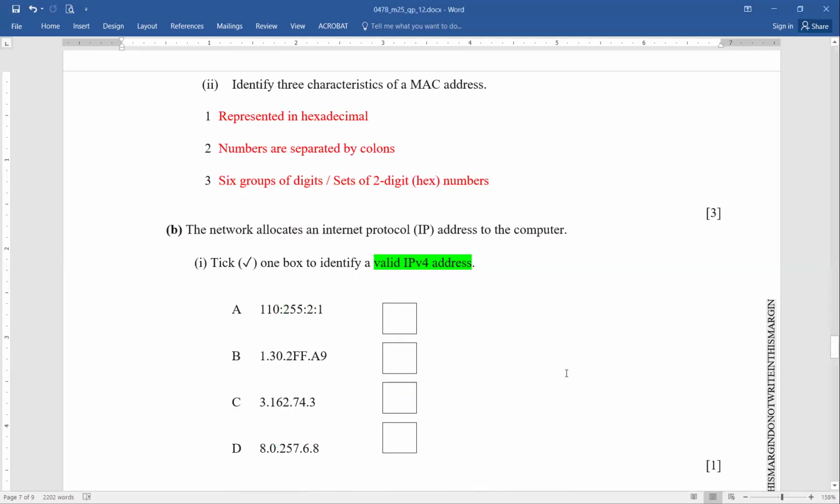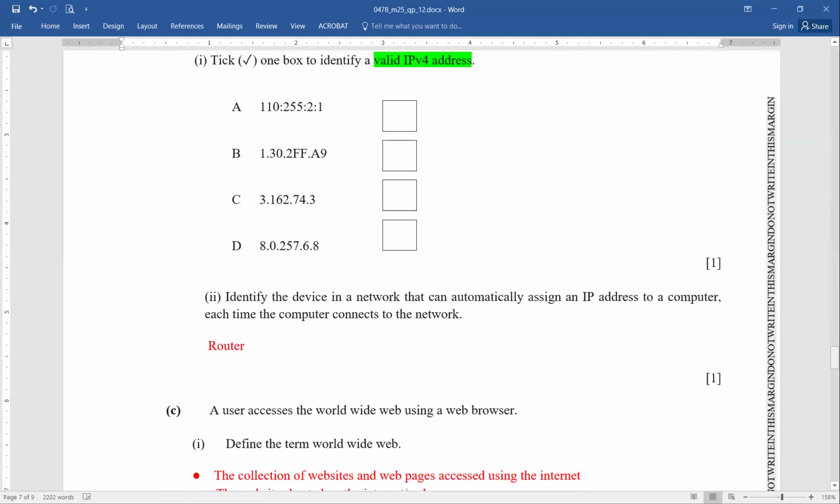Now let's move to the next part. Identify the device in a network that can automatically assign an IP address to a computer each time the computer connects to the network. Now, this is really a close call. Some of you might have written DHCP, as Ahmed has mentioned. So it's a router. And why is it a router? Identify the device in a network that can automatically assign an IP address to a computer each time the computer connects to the network. So it's a router and not DHCP.